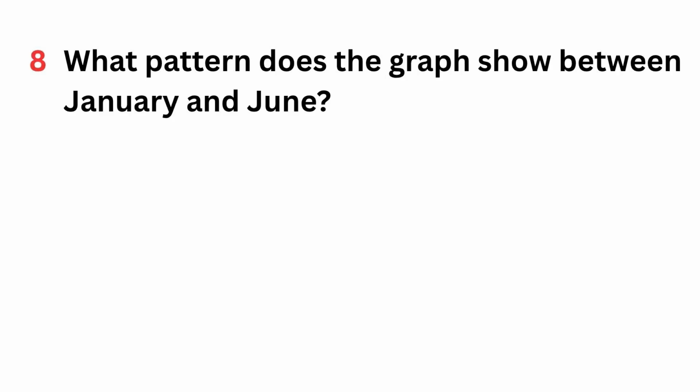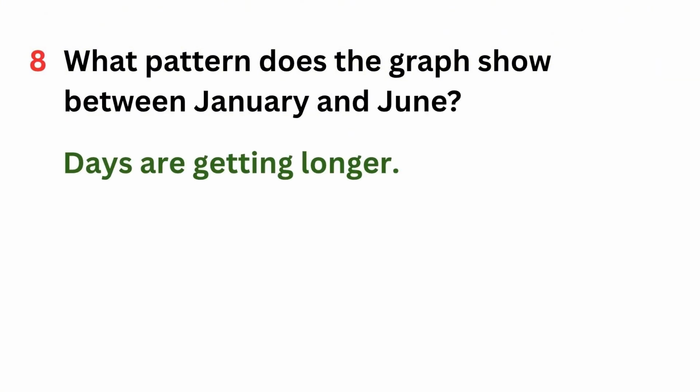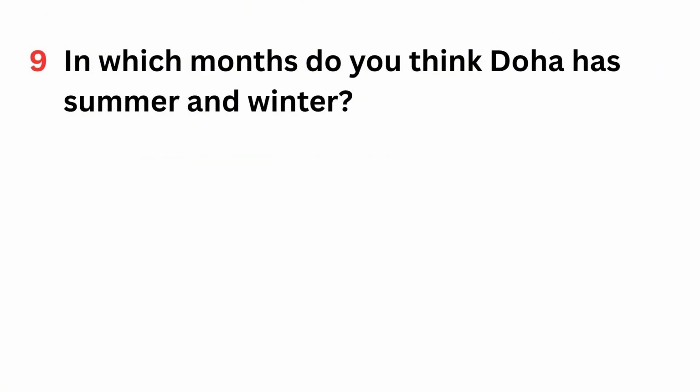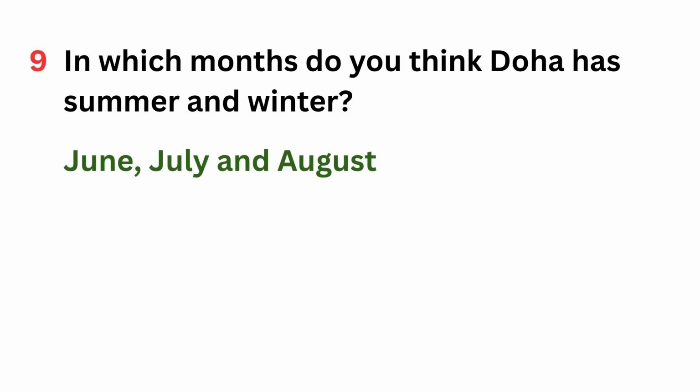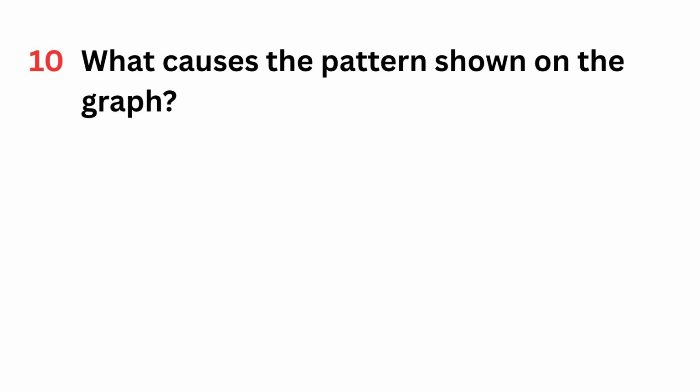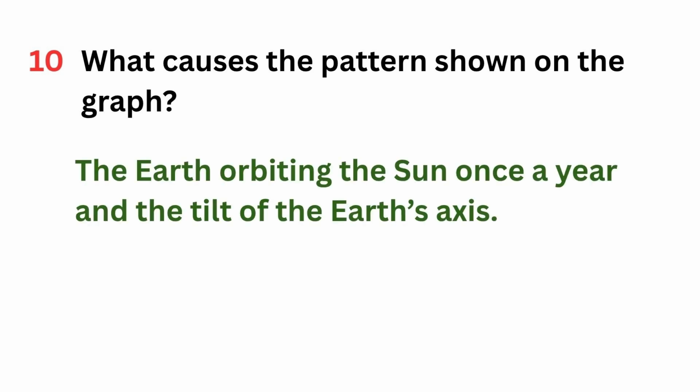Question 8. What pattern does the graph show between January and June? Days are getting longer. Question 9. In which months do you think Doha has summer and winter? June, July, and August. Question 10. What causes the pattern shown on the graph? The Earth orbiting the Sun once a year and the tilt of the Earth's axis.